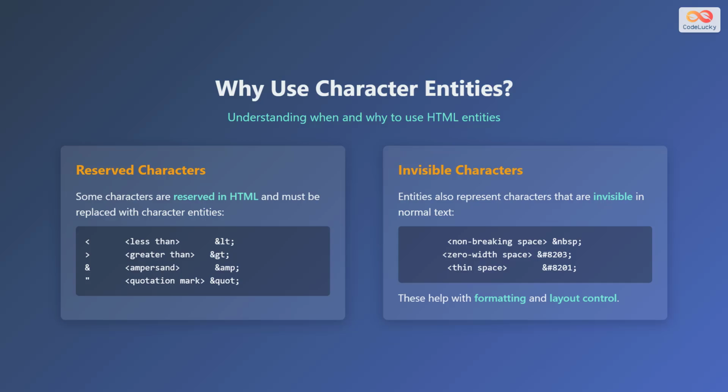Entities also represent characters that are invisible in normal text. A non-breaking space is represented by &nbsp;. A zero-width space is represented by &#8203;, and a thin space is represented by &#8201;. These invisible characters help with formatting and layout control.